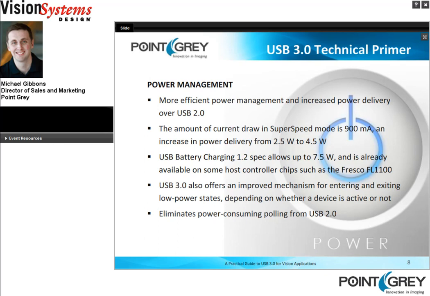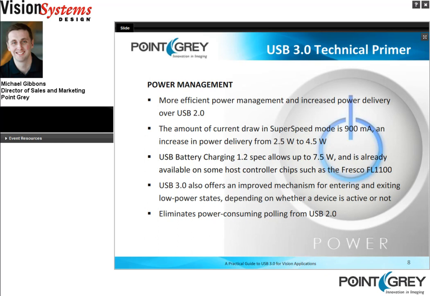In super speed mode, under USB 3, you can now draw 900 milliamps. So it goes up to 4.5 watts at 5 volts, which is plenty of power to power any of today's cameras, and in some cases even a couple of cameras if they're running at less than 2 watts. What's interesting too is that there's a battery charging spec which actually allows up to 7.5 watts. This is actually already available on some host controller chips, such as the Fresco FL1100.